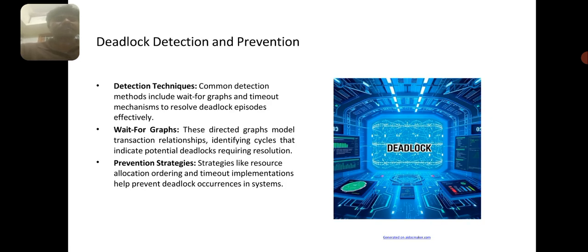Next is deadlock detection and prevention. Common detection techniques include wait-for graphs and timeout mechanisms to resolve deadlock episodes effectively. A wait-for graph is a directed model of transaction relationships, and identifying cycles indicates a deadlock requiring resolution. Next is prevention strategies. Strategies like resource allocation ordering and timeout implementation help reduce the occurrence of deadlocks in the system.